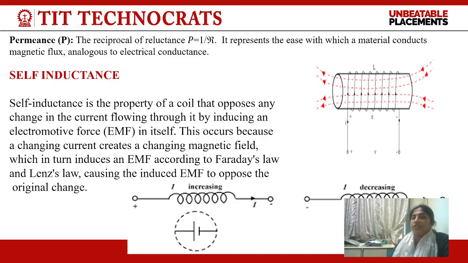Okay, permeance is the conductivity. As we know, in an electrical circuit there is conductivity. Similarly, the permeance tells the conductivity of the magnetic material. So it is the reciprocal of reluctance. It represents the ease with which the material conducts the magnetic flux.